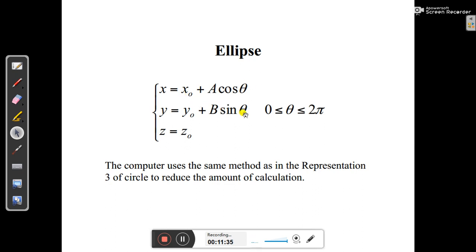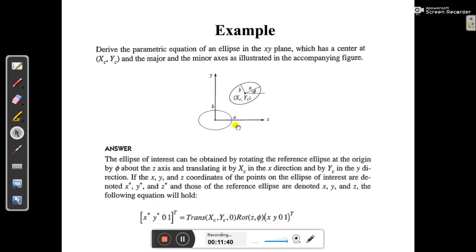Ellipse. Ellipse is another curve where we can also use the same type of parametric equations. Here we can derive the parametric equation of an ellipse in the xy plane, which has a center at xc, yc and a major and a minor axis as illustrated in the accompanying figure. The major axis is A, the minor axis is B. The ellipse of interest can be obtained by rotating the reference ellipse at the origin by phi about the z-axis and translating it by xc in the x direction and yc in the y direction.